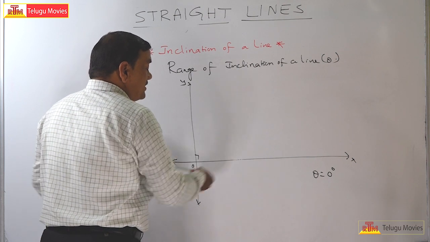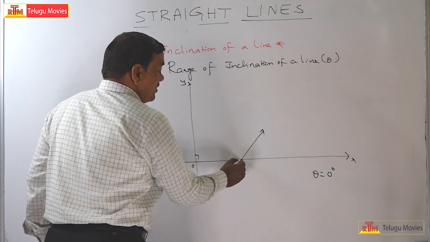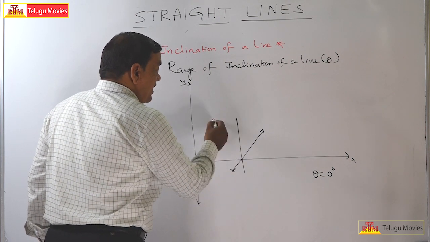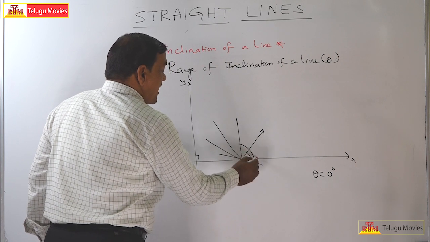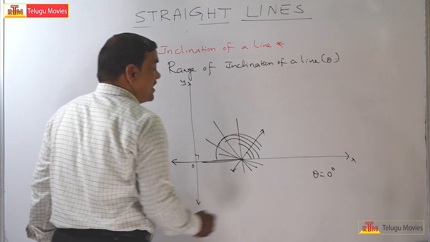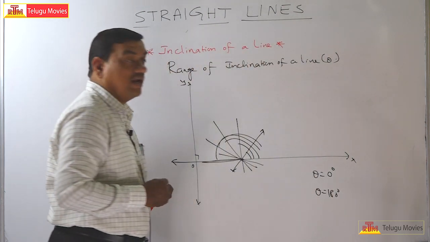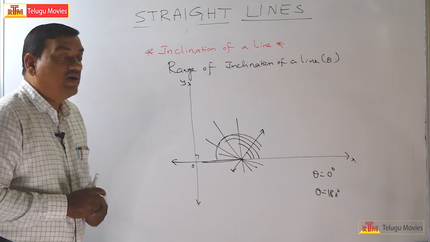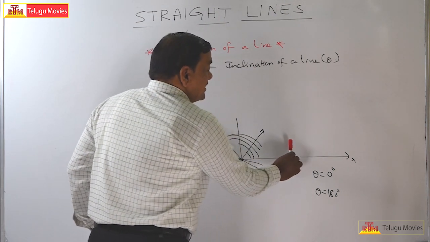Again if it coincides in this direction, that means it is rotating like this from the starting point. It comes here, again here, again here. See these angles, these angles are increasing. So what is the angle? Theta is equal to 180 degrees. Theta is equal to how much? 180 degrees. If it crosses the line, let us see what happens.